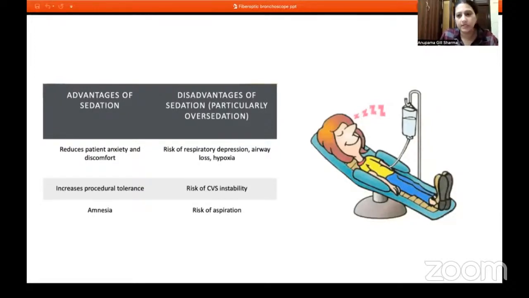So having a second anesthetist who can run the sedation and monitor the patient for you for respiratory depression and hemodynamic compromise is the safest approach. And if you're not an expert, use a single agent rather than a combination.